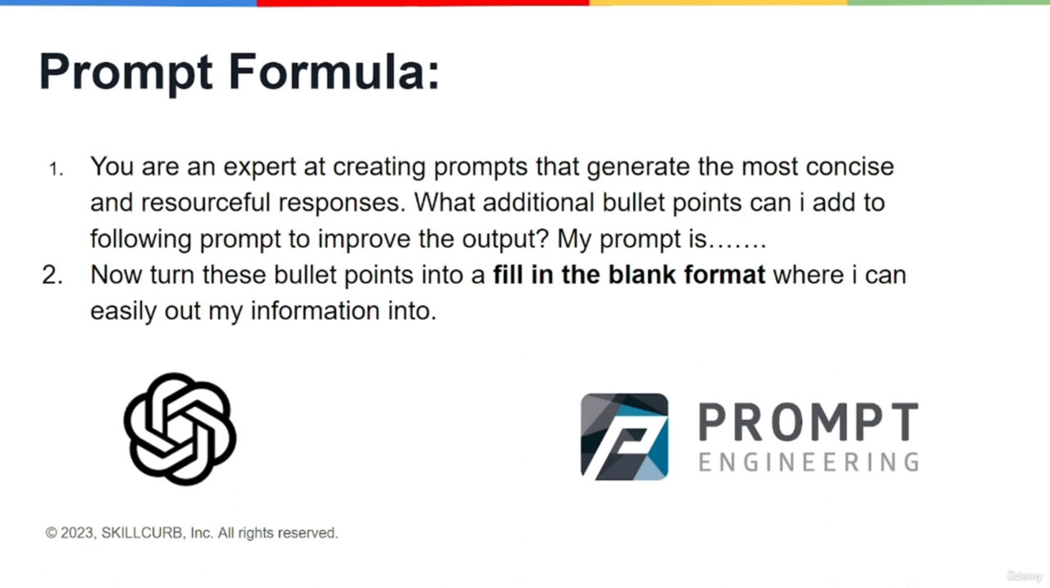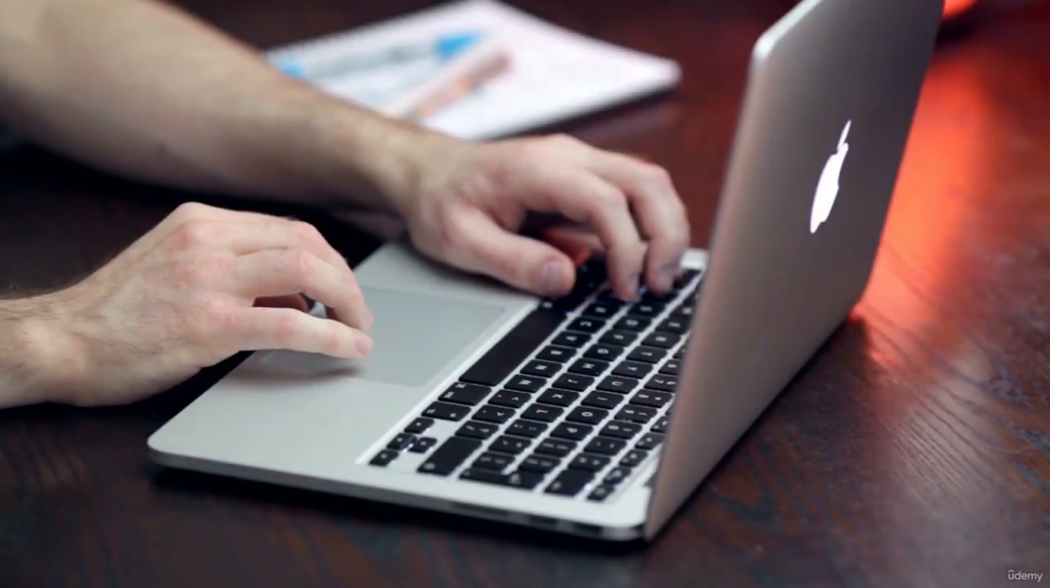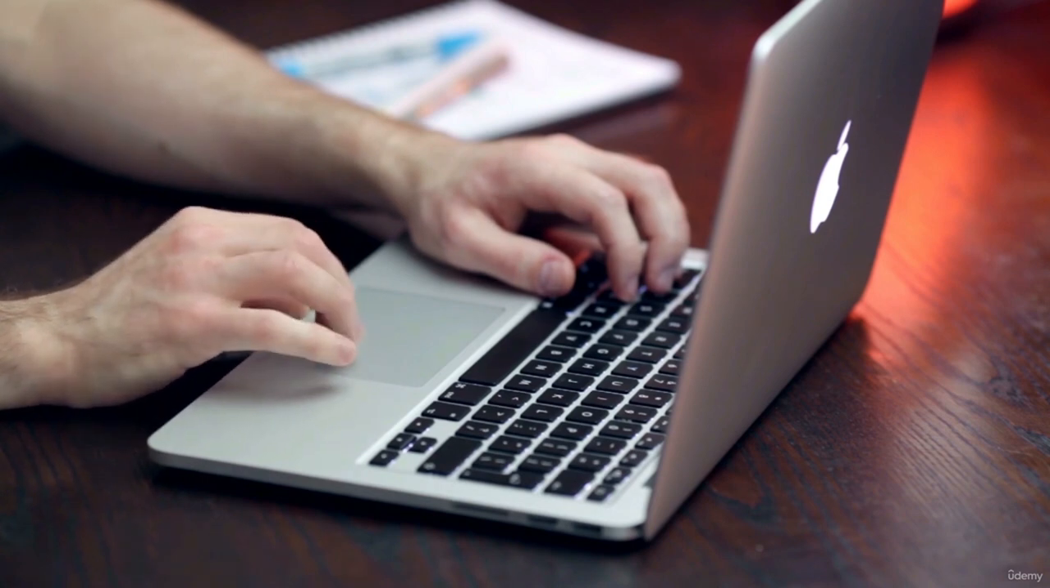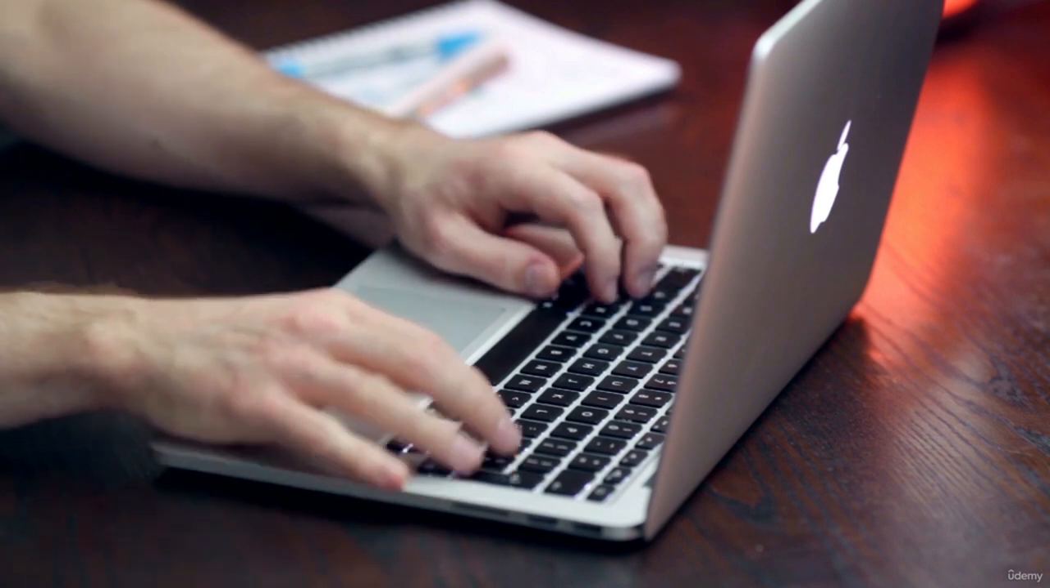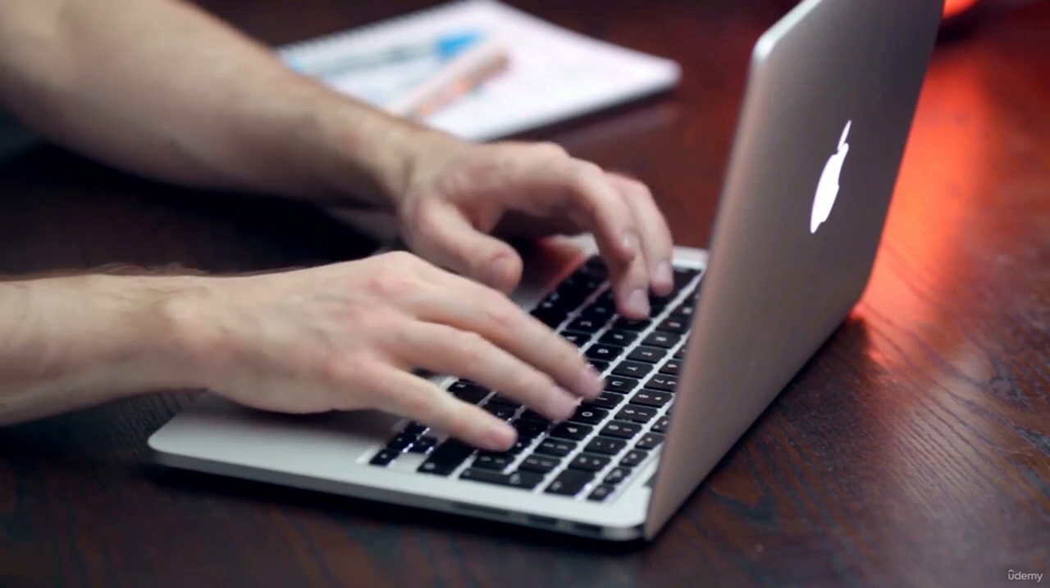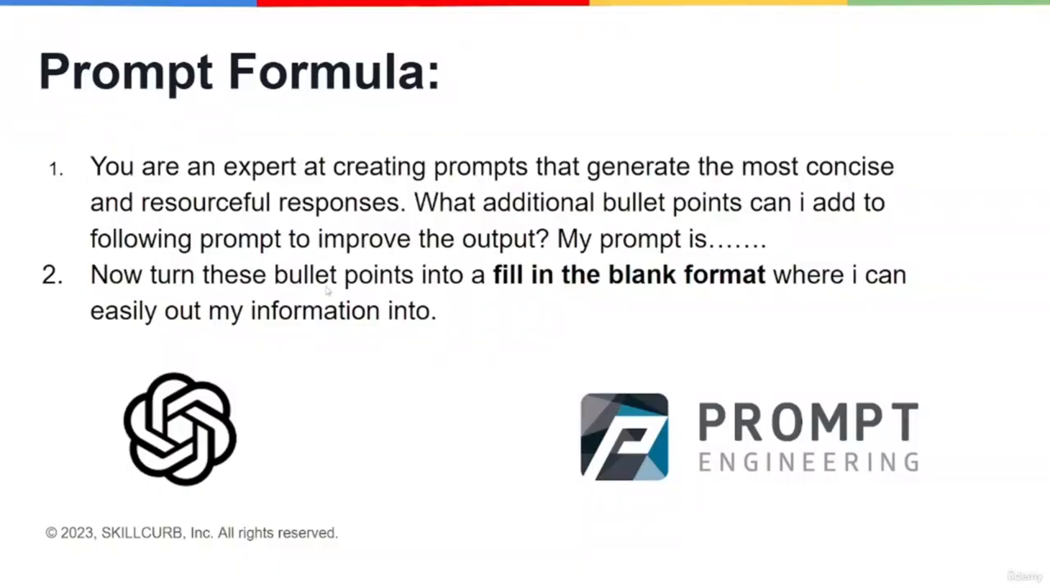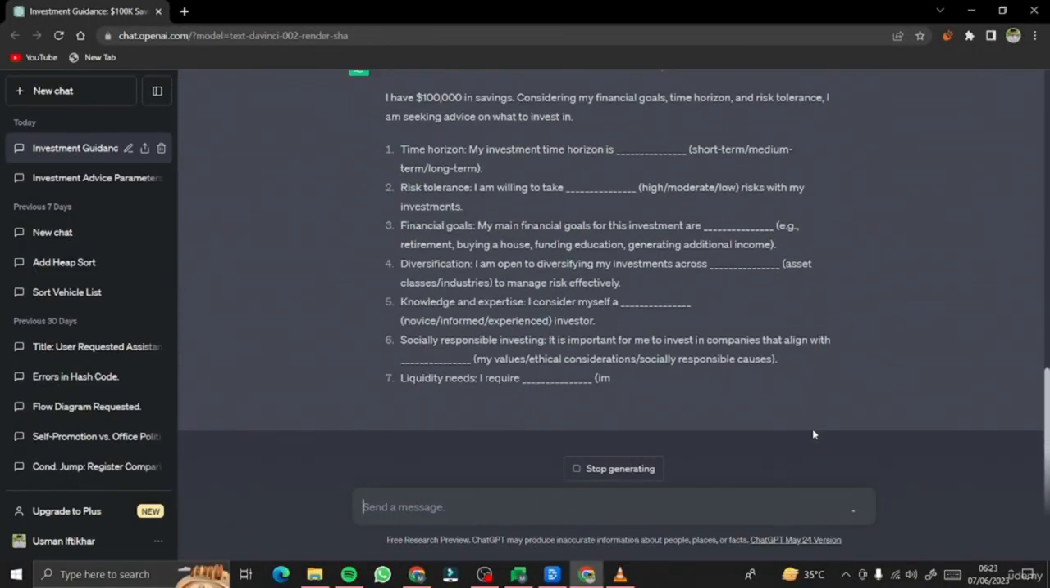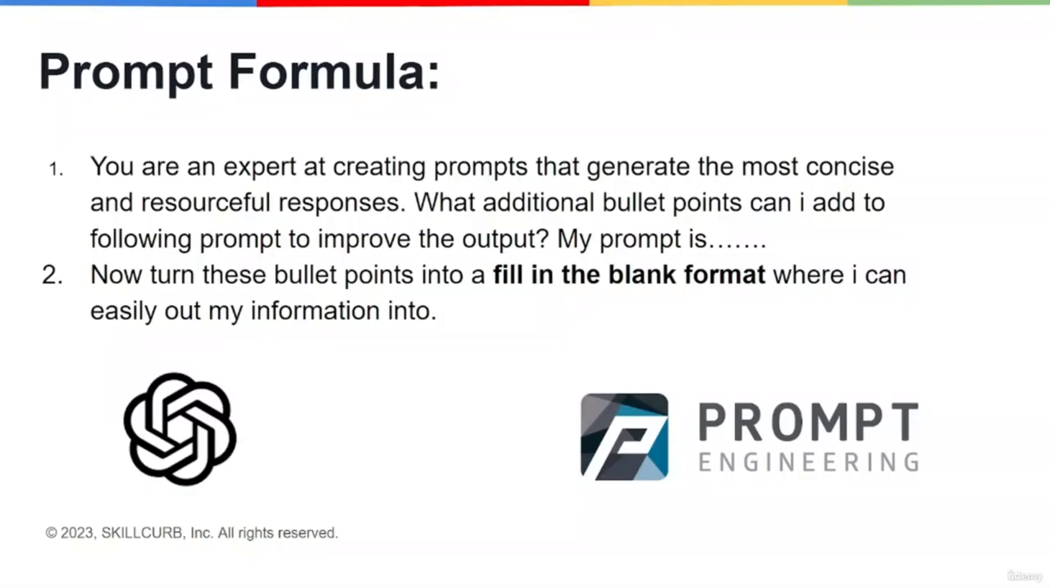First of all, you're going to write this statement to ChatGPT, and then you write, my prompt is, and you insert any prompt of your choice that you want ChatGPT to work on. Then after it gives you the whole output, you say again, now turn these bullet points into a fill-in-the-blank format where I can easily insert my information. Then it will give you a very proper fill-in-the-blank format that will be very easy for all of you to put your information in.